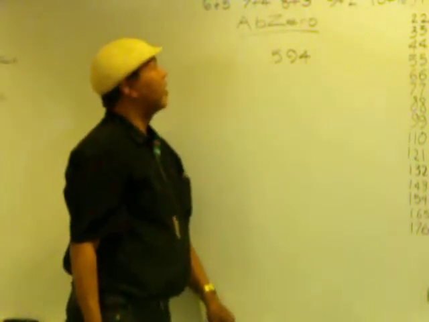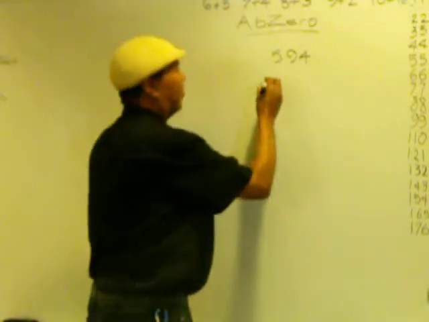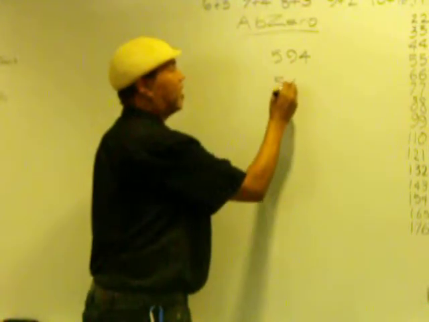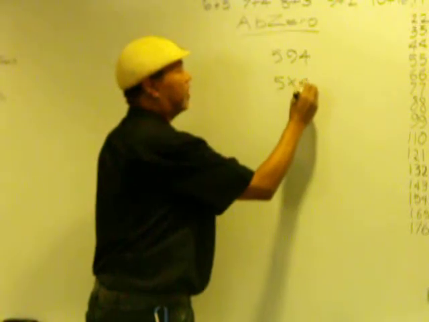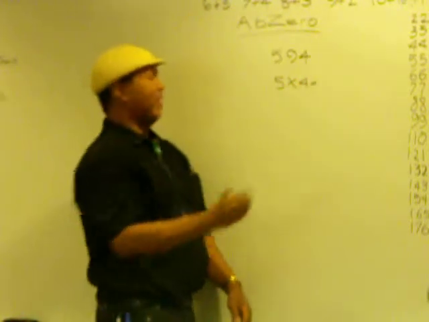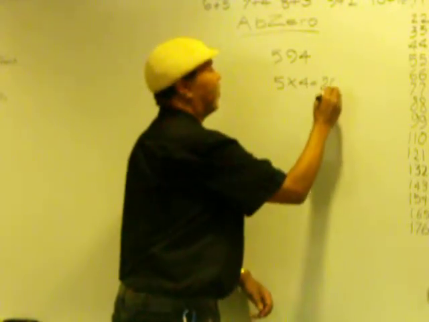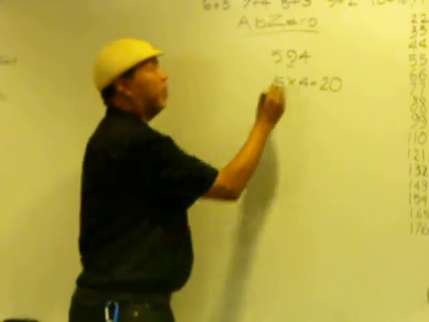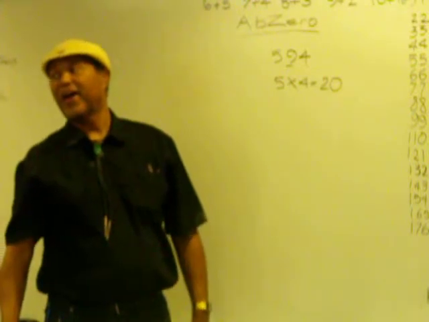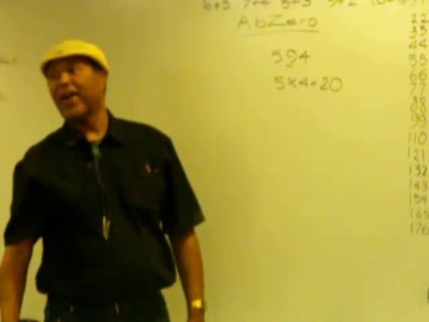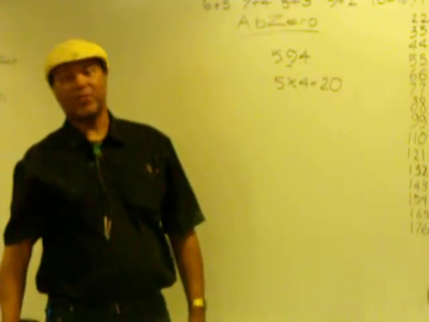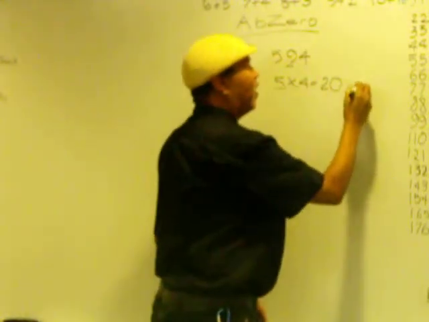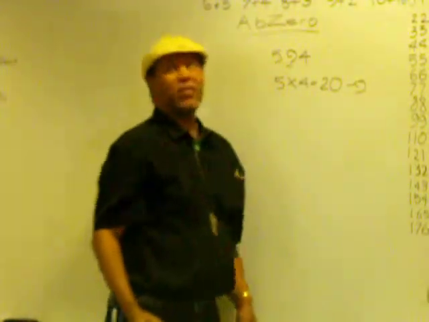Okay. 5 times 4 equals what? 20. Okay. And we're still left with the 9. What do we do with the 9? Subtract. Thank you. 20 minus 9 equals?